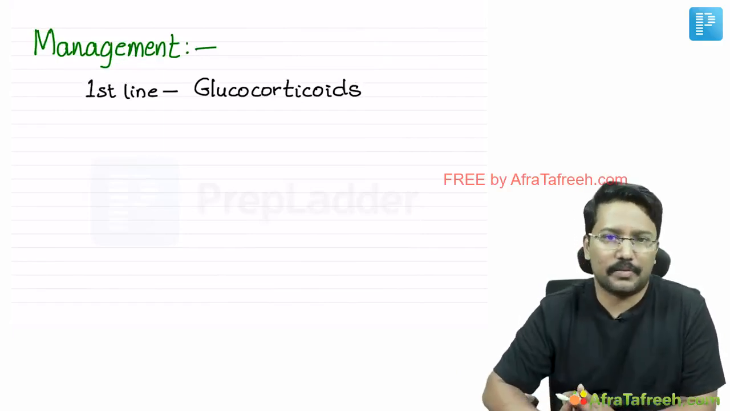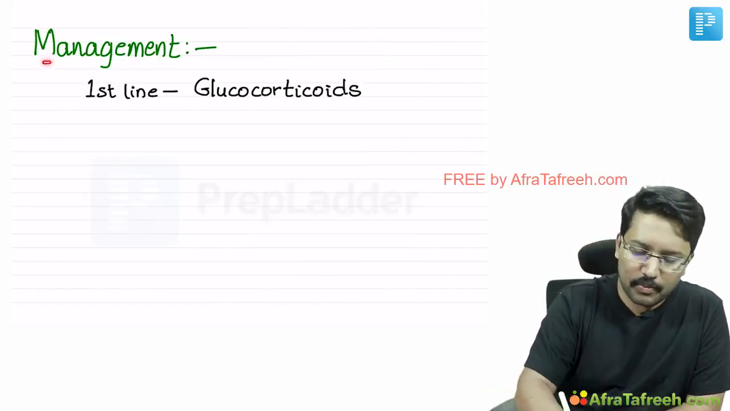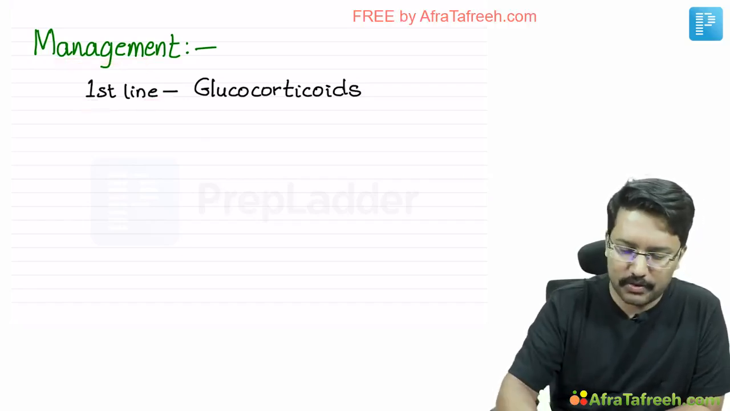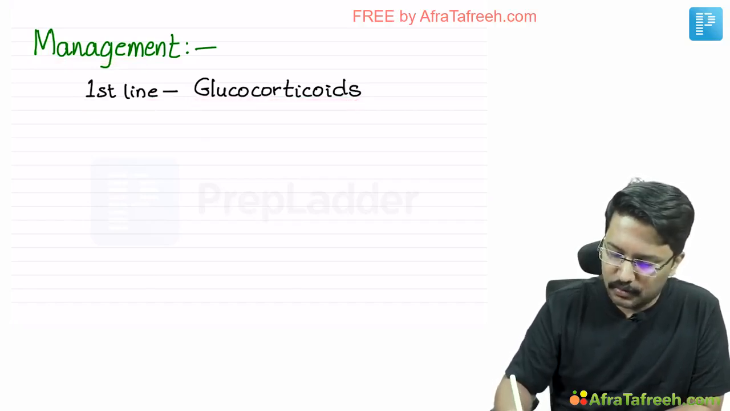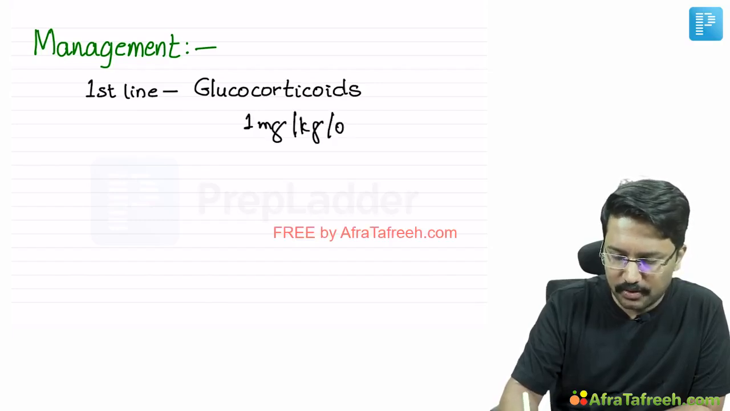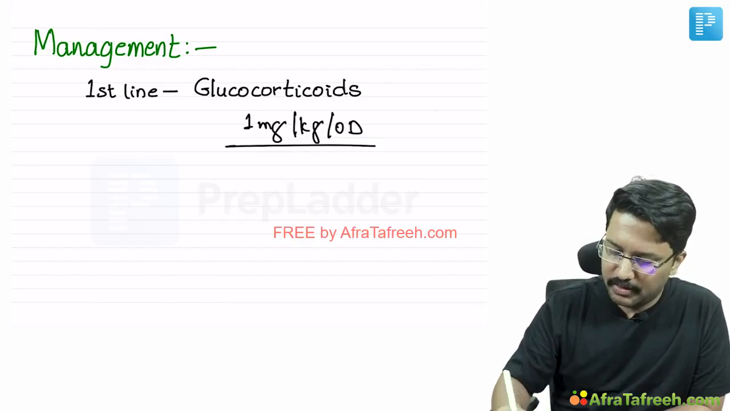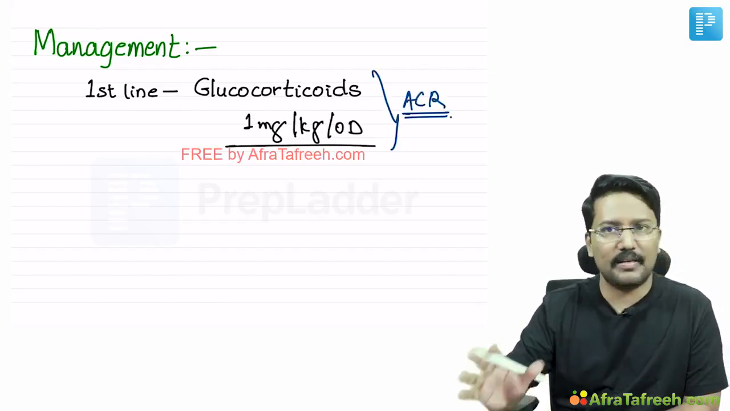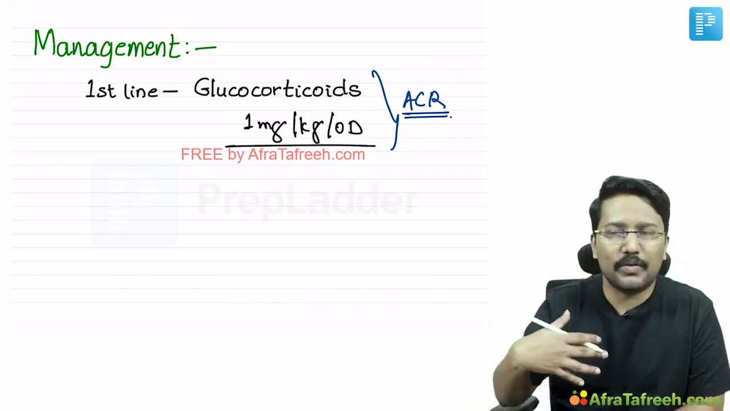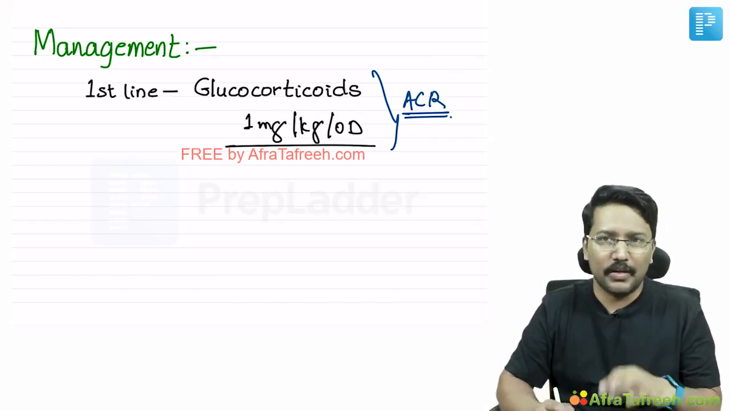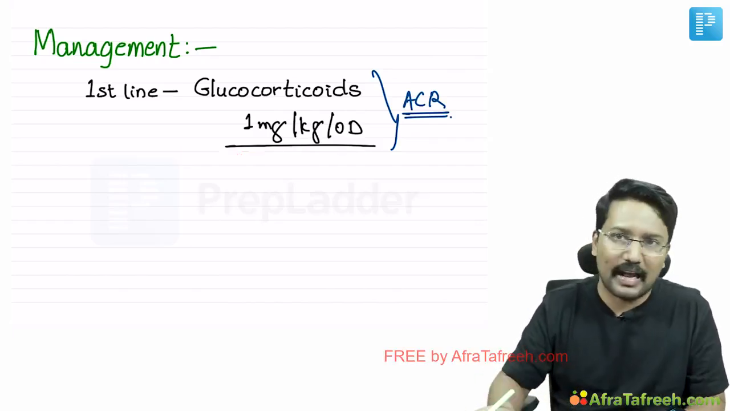Now coming to the management. When we talk about management, the first line agent in case of Takayasu arteritis is glucocorticoids, usually given in the dose of 1 milligram per kg OD, right? That is the dosing. And remember, the American College of Rheumatology strongly recommends glucocorticoids as the first line agent. Now, because most of the patients might require long-term steroid therapy, as a steroid-sparing agent, you may use second-line agents as add-on drugs, right?